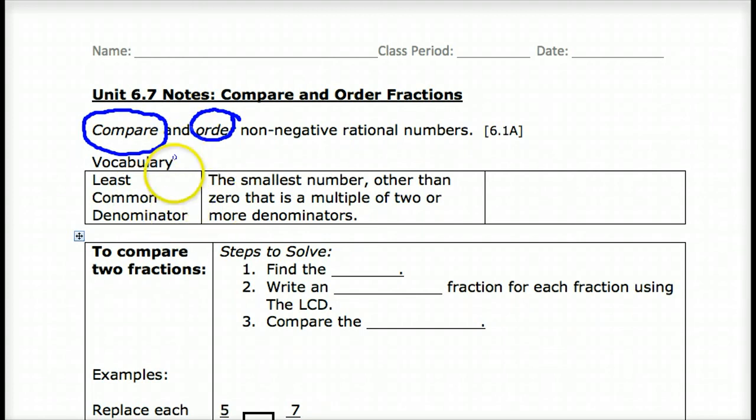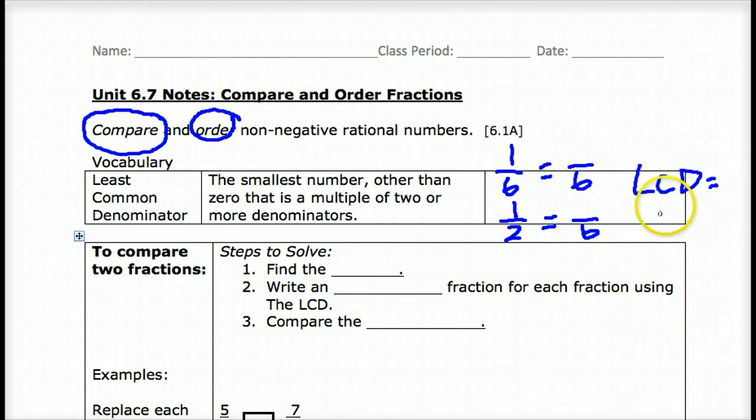So a least common denominator is the smallest number, other than 0, that is a multiple of 2 or more denominators. So if we have 1/6 and 1/2, we know that 6 and 2 will both divide evenly into 6. So the common denominator that they share would be 6. 6 is our LCD.